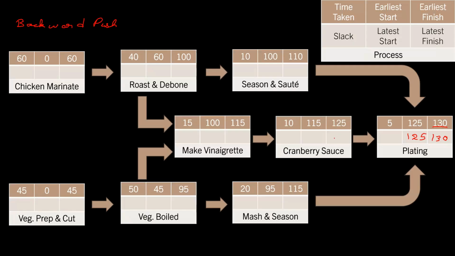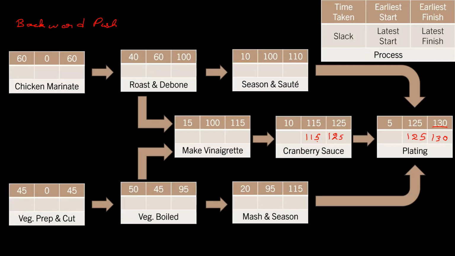Similarly, cranberry sauce. If plating has to start at the 125th minute, cranberry sauce has to be ready by the 125th minute, which means cranberry sauce has to latest start at the 115th minute as well. But tell me, what is the latest that seasoning and sauteing can be finished for plating to happen on time?